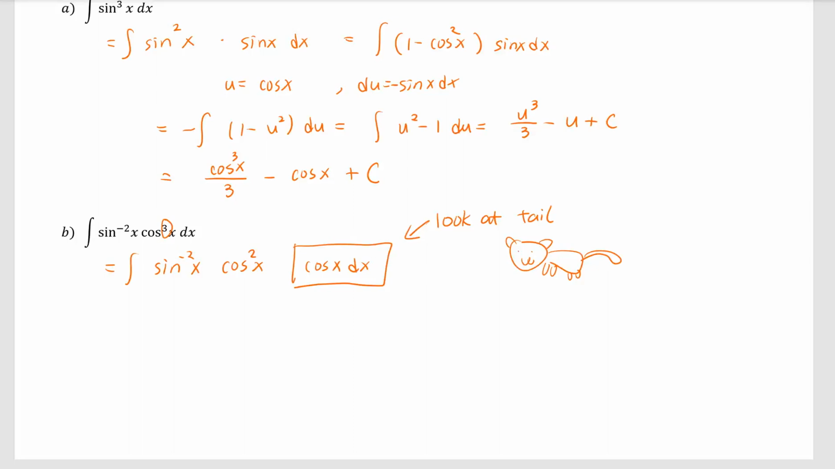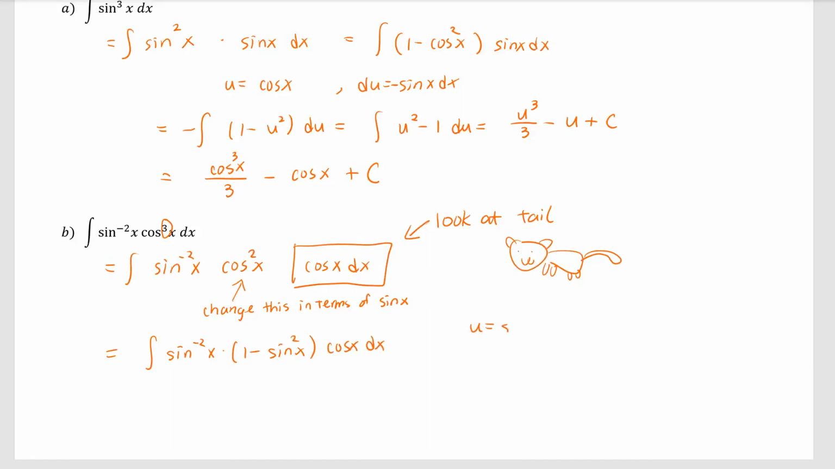Cosine x is the derivative of what? It's the derivative of sine, right? So that's why I want to change this in terms of sine x. Alright, so then we know cosine squared is 1 minus sine squared. Now we're ready to do u substitution.